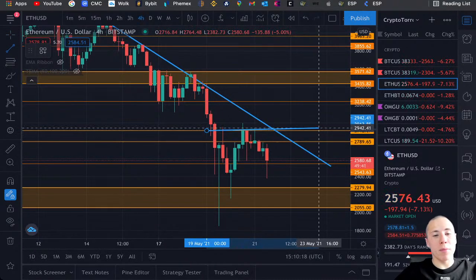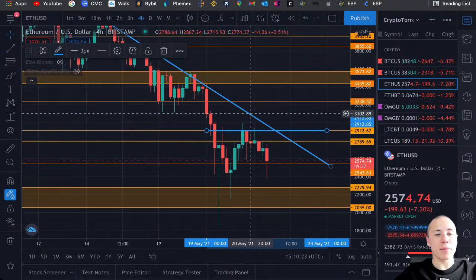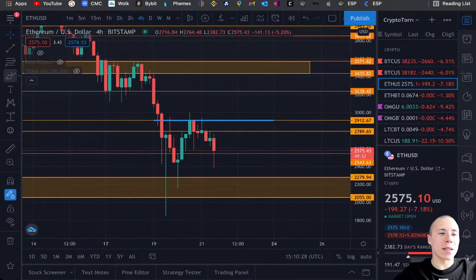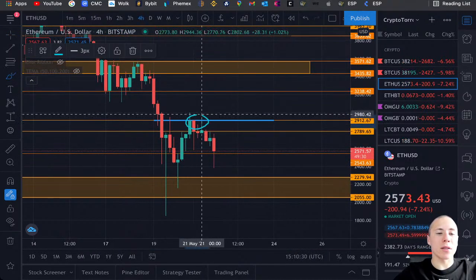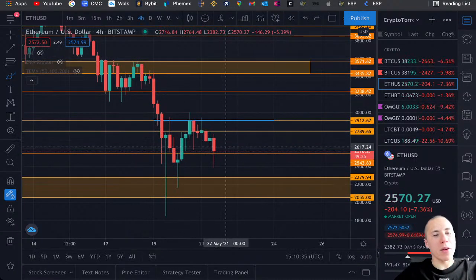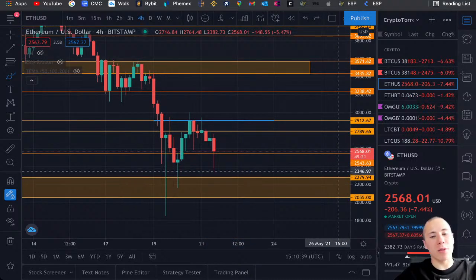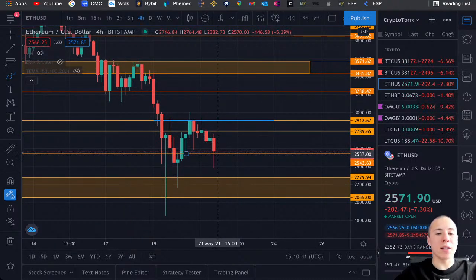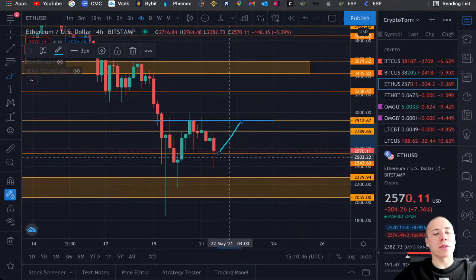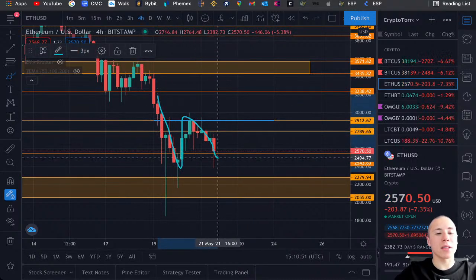And the neckline is over here. We already saw Ethereum once test the neckline horizontal resistance that we have over there. But if right now Ethereum finds support on top of the $2,586 level, I personally think that we will see a retest of this upper horizontal resistance, and as well the neckline of this W structure, as you can see.